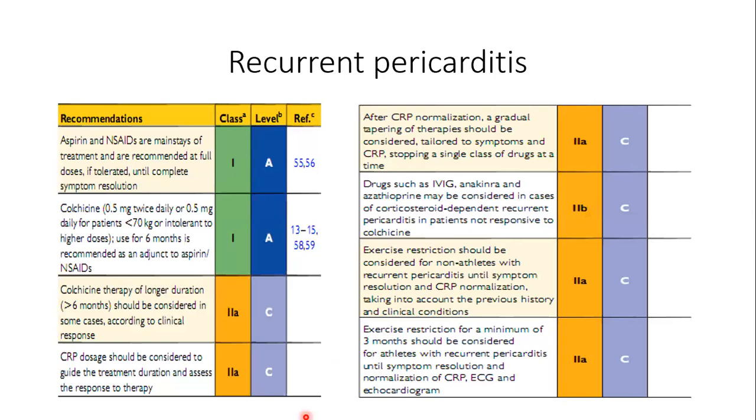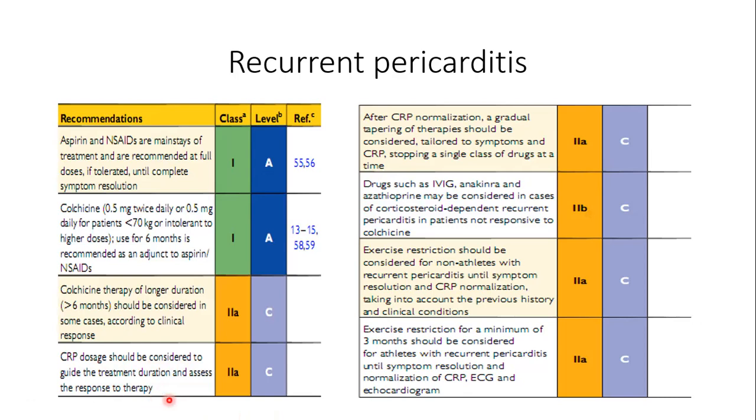So for patients with recurrent pericarditis, aspirin and NSAID are the mainstay of the treatment and are recommended at full doses, if tolerated, until complete symptom resolution. Colchicine is also given, which is supposed to be an adjunct to aspirin and can go on for as long as 6 months.